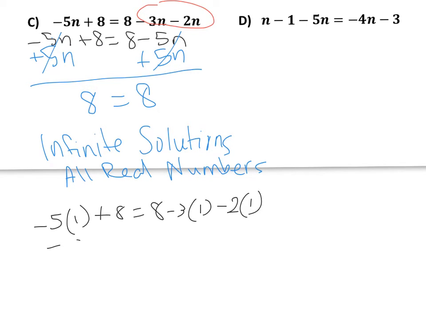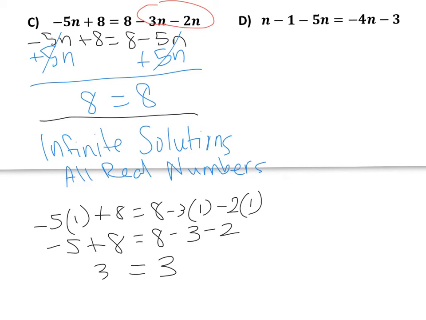So now -5 plus 8, then I'm left with 8 minus 3 minus 2. So -5 plus 8, and I end up with 3. 8 minus 3 is 5. 5 minus 2 is 3. So I just chose randomly the number 1, and no matter what, my answer will always be true. So that's why we don't have an exact answer. It's just called infinite solutions.